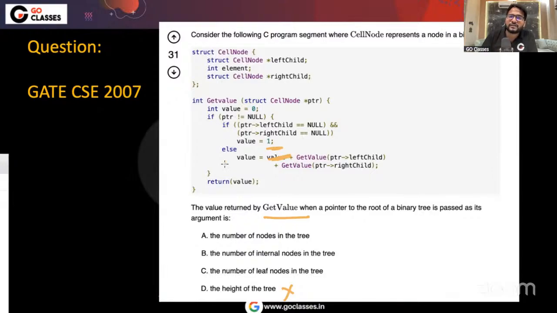And this is the if and then this else. So if it has not gone into the if, then only it will be in else. So this value plus is actually confusing you. Okay, you can just remove it. And this is basically going to the left and right, just adding left and right.